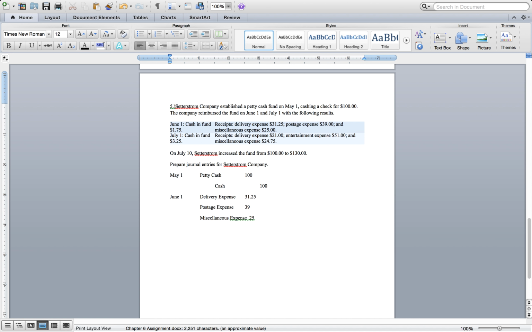Alright, then we want to credit cash for the difference. Okay, it says here, you're supposed to have $100 in the account, and cash and fund is $1.75. So you want to credit that for $98.25. Okay, except the problem is, when you add up these 3 expenses, there's a $3 difference. So you're going to debit cash over and short for the $3.